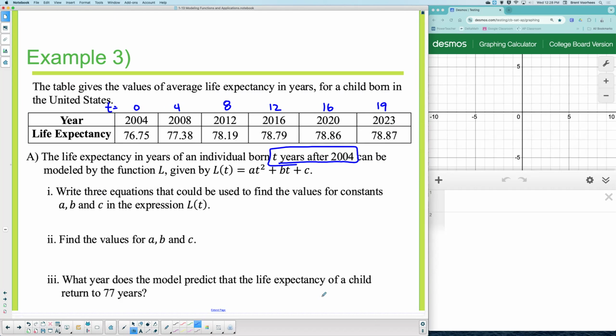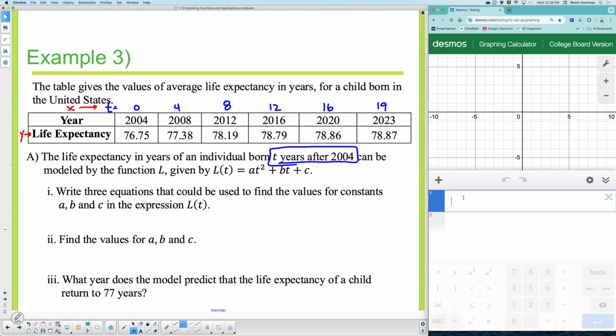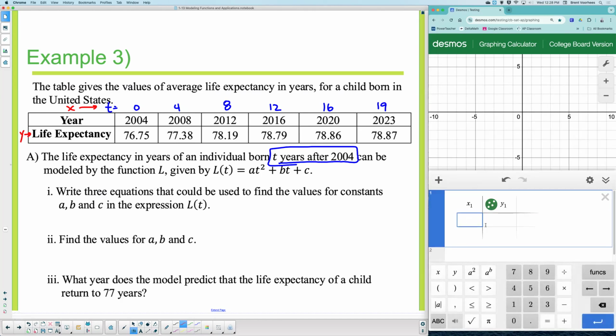Those are our T values. And T is in the place of what on this equation? Is T X or Y? T is your X. This would be our Y. Okay, we'll write 3 equations. We'll find A, B, and C and do all that, but I'm going to type in the calculator first. So I'm going to add a table. For the years, I'm going to do 0, 4, 8, 12, 16, and then 19.